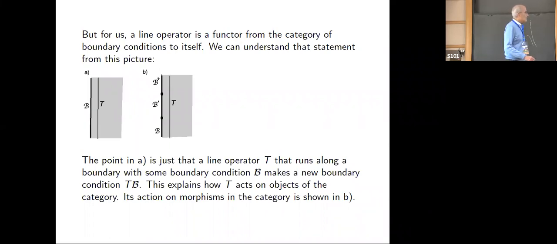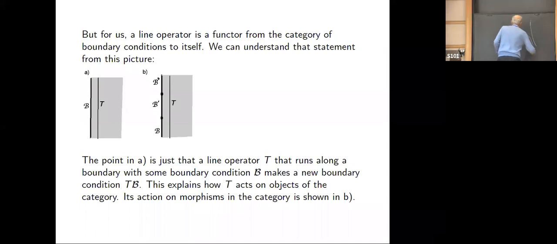Now, in A, the point is that a line operator running along a boundary with some boundary condition B just makes a new boundary condition TB. After all, we're doing topological field theory, so the distance between T and B is meaningless. We could bring T all the way up to the boundary, and whatever it is, we'll just get a new effective boundary condition that we'll call TB. So that explains how T acts on objects of the category. What it does to morphisms is shown in B.